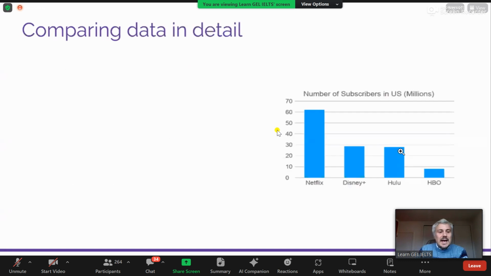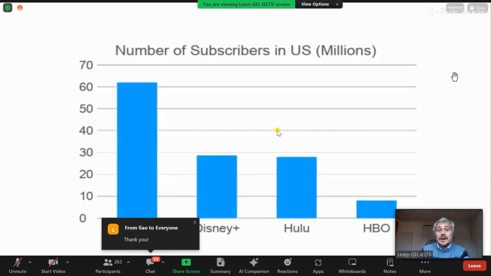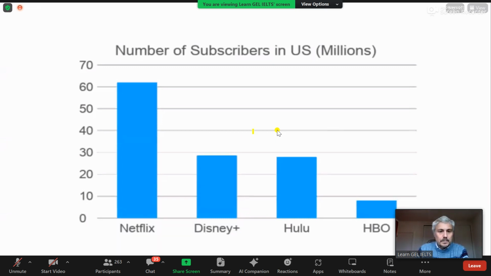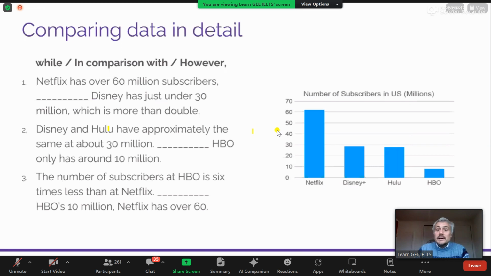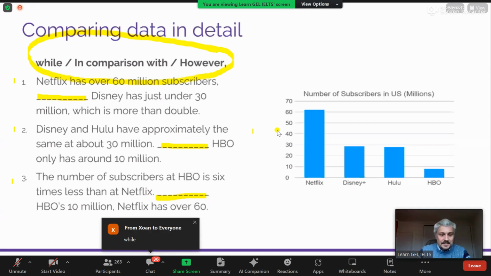Okay, let's look at our bar chart again, everybody. The bar chart is the same bar chart. It shows us the number of subscribers for Netflix, Disney, Hulu, and HBO. Let's look at the three sentences, number one, number two, and number three. Each sentence has a space for a linking word. I would like you to read carefully and choose the correct linking word for each sentence. Type your answers in the chat box, please.